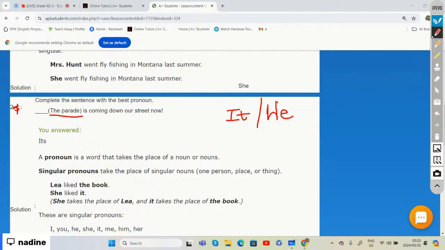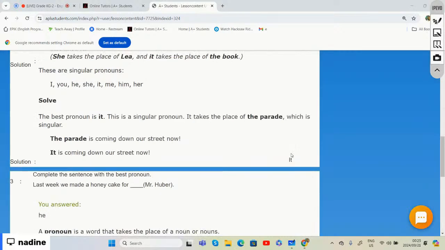All right. And if we were to choose the correct one, we will say the parade. Instead of saying the parade, we can say it. We can say it is coming down the street, and it refers to the parade. All right, let's do one more and then we're going to our test.